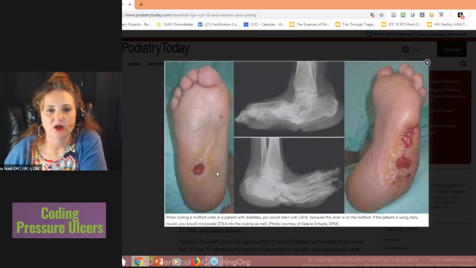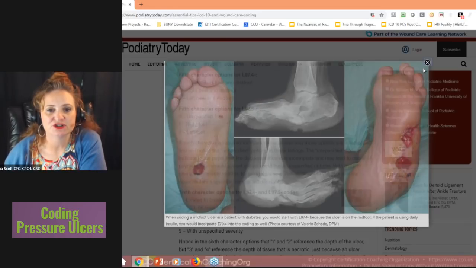Now, here we have two different feet, same patient, but it's a midfoot, all right? Midfoot. Now look at the x-ray, it even shows the breakdown in the integumentary system, right? Soft tissue damage shows. See that little pocket there? Midfoot is an area that you don't think of that could get a pressure ulcer, right? But you can, especially when you're diabetic.